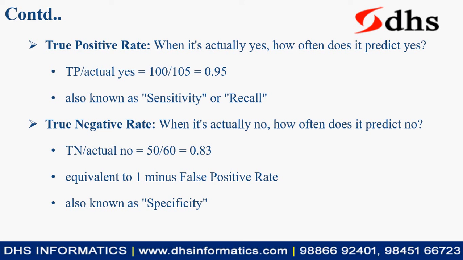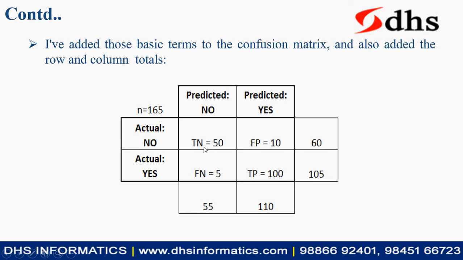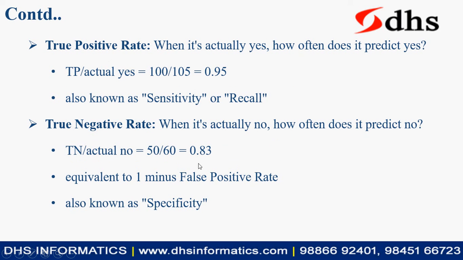And the true negative rate. When it is actually no, how often does it predict no? That is true negative divided by actual no. Here you can do true negative divided by actual no. True negative is 50. Actual no is 60. 50 divided by 60 is 0.83. Just as recall is called sensitivity, this is called specificity.